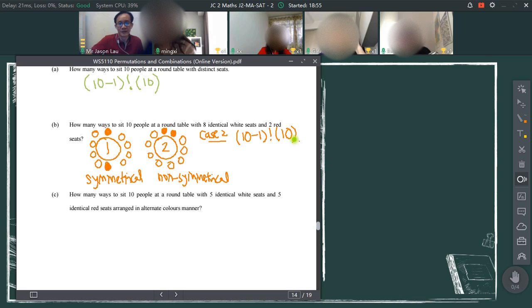Oh, you mean the times 10? Oh, because the times 10 is like all the seats are distinct. Another way you can think about it is you just do a 10 factorial. Why? Because it's 9 factorial times 10, which is 10 factorial. But you also can think about it as because now the symmetry has broken. It's broken. So in this case, the seats are like a straight row.